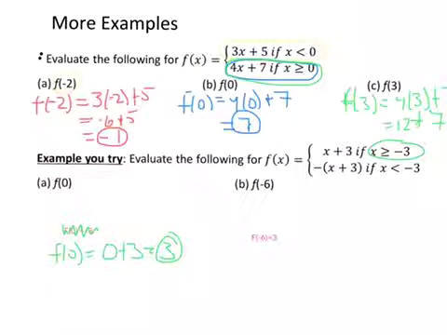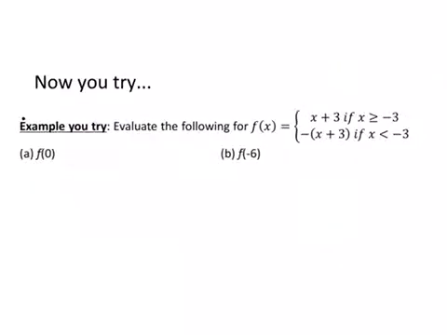In b, f of -6 should be -3 because -6 is smaller than -3. So we have -6 plus 3, which is -3. And we've done this one, so we can skip it.